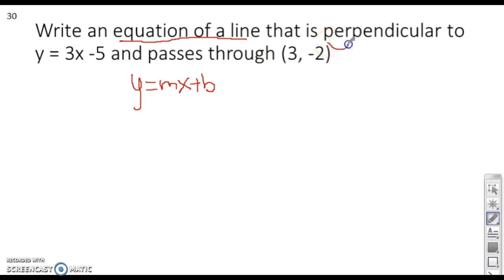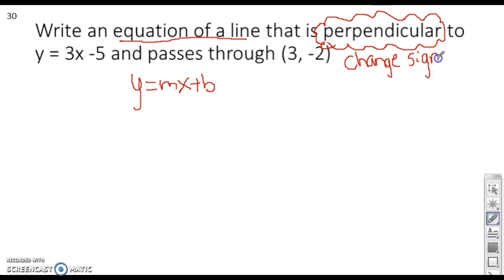Then it says we want it to be perpendicular. We have to remember that perpendicular slopes are opposite reciprocals. And that's the fancy math word for saying change the sign and flip it. All right, so we know we need it to be perpendicular to this line.